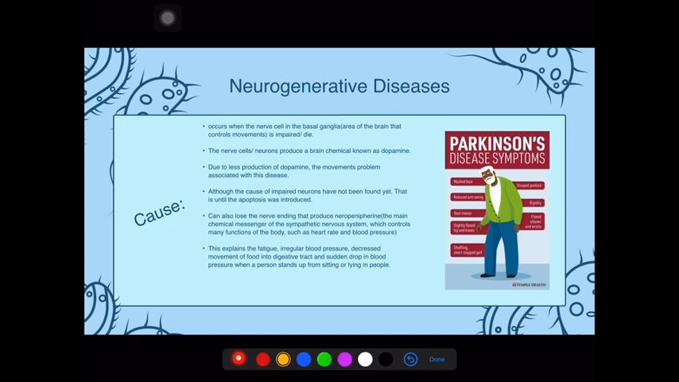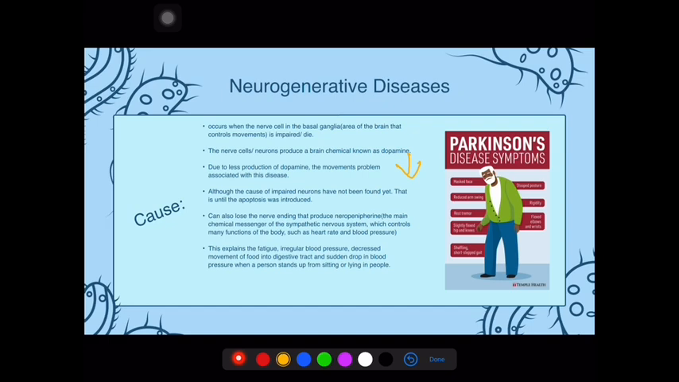So how does this occur? Here the nerve cells in the basal ganglia get impaired or die due to apoptosis. The nerve cells, neurons, produce a brain chemical known as dopamine. When dopamine production goes low, the movement problems associated with this disease appear.